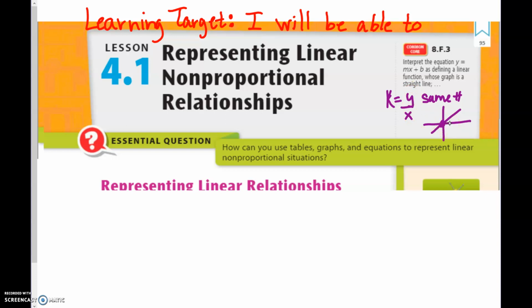So let's look at today's learning target. Today's learning target is: I will be able to represent linear non-proportional relationships. So what we were doing in Mod 3 were proportional, and now starting in Module 4 here, we're going to be talking about non-proportional.